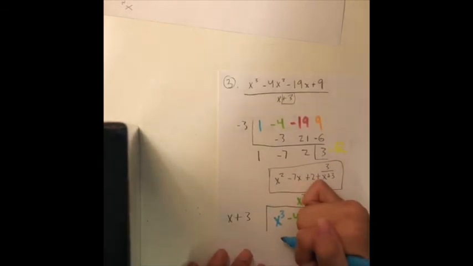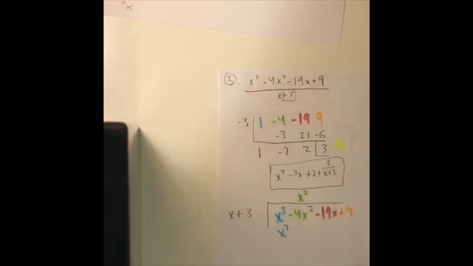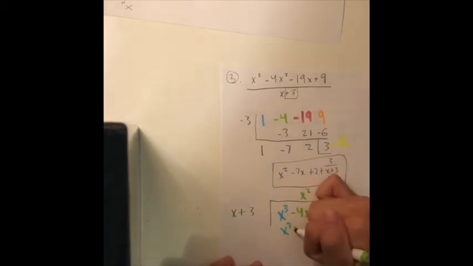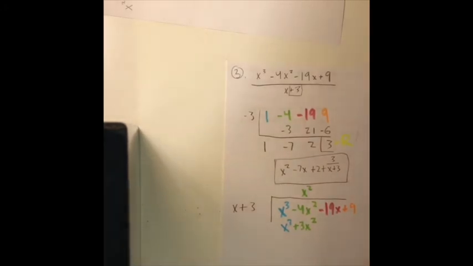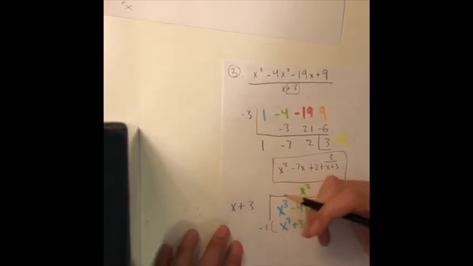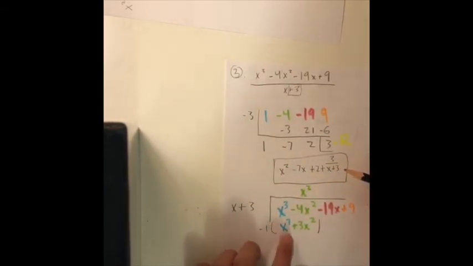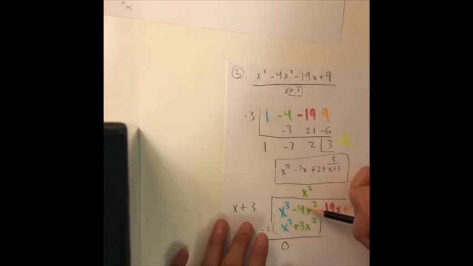We're going to want to write that right here. And x squared times 3 is 3x squared. We're going to write that right here, plus 3x squared. Now, don't forget about this part. This part's very important. We're going to want to multiply this by negative 1. So, negative 1 times x cubed is negative x cubed. Negative x cubed plus x cubed is 0. Minus 4x squared minus 3x squared is minus 7x squared.